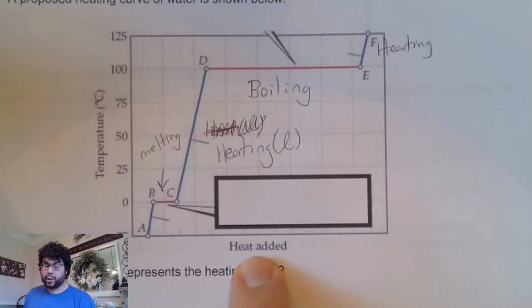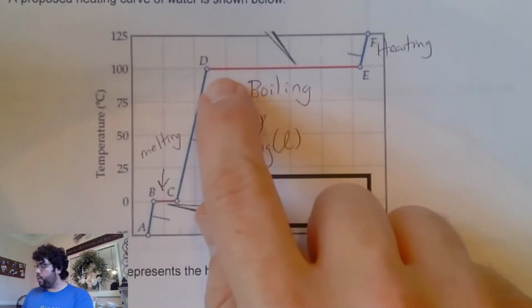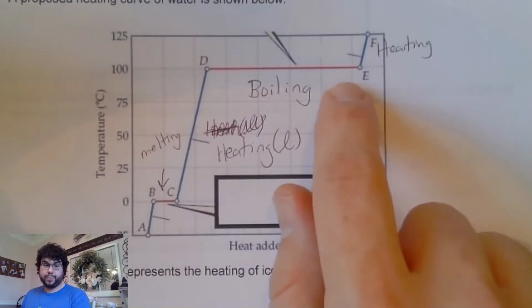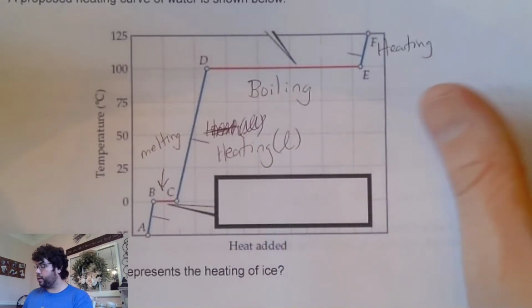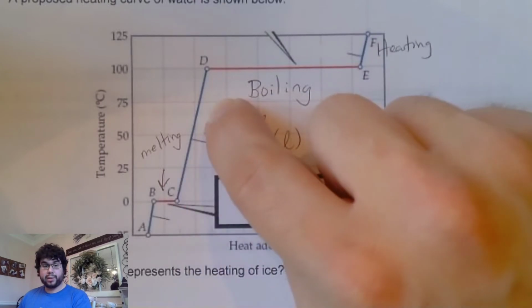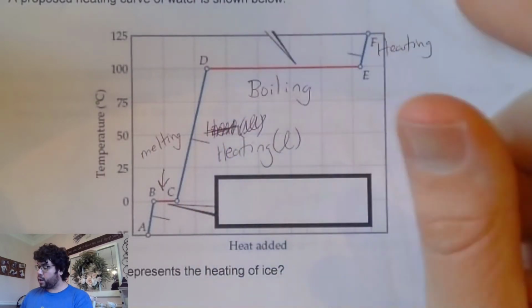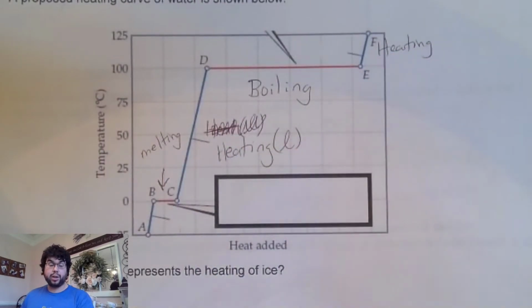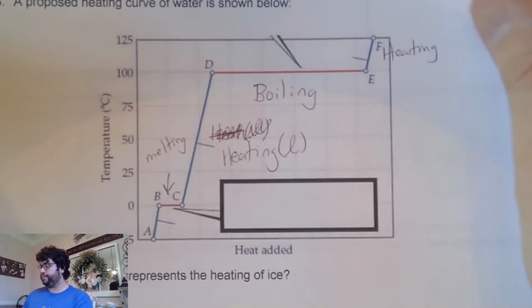You see on the x-axis is heat added. To boil something, you've got to add a lot of energy to completely break those intermolecular forces. These parts, the vertical lines, the lines going up, those are heating portions. Heating meaning you're changing the temperature.